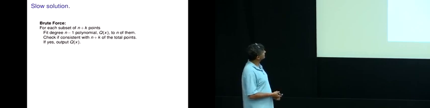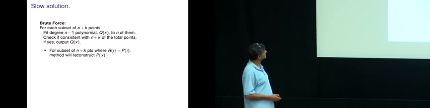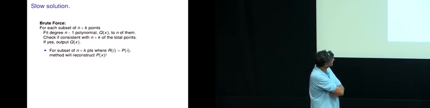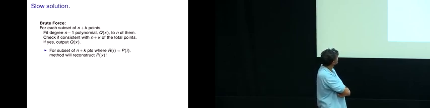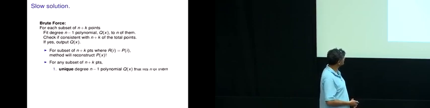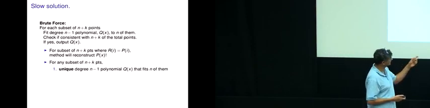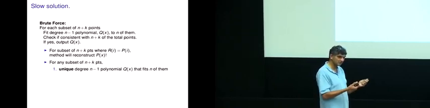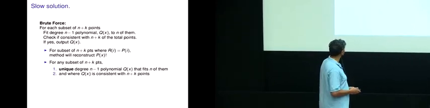And if yes, you output q of x. Okay? So for a subset of n plus k points where r of i equals p of i, the method will reconstruct p of x. For any subset of n plus k points, there's a unique degree n minus 1 polynomial that fits n of them. That's what I used in the first step to say I can reconstruct a degree n minus 1 polynomial.